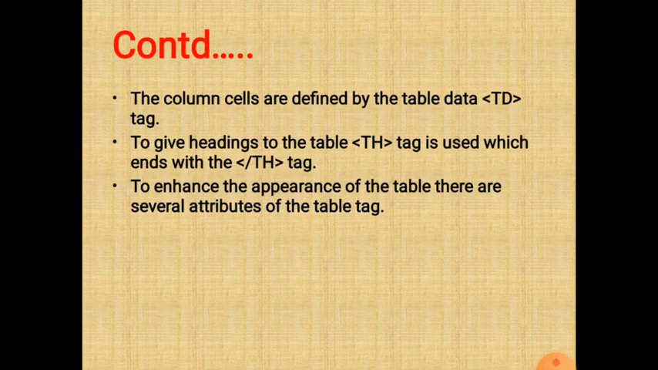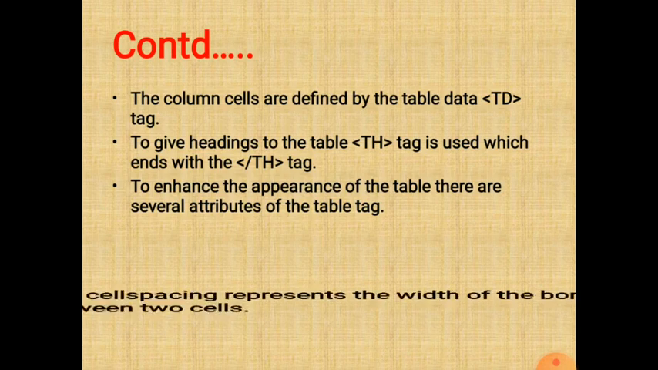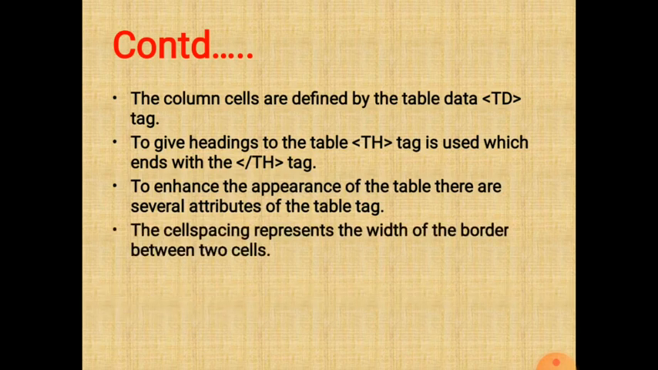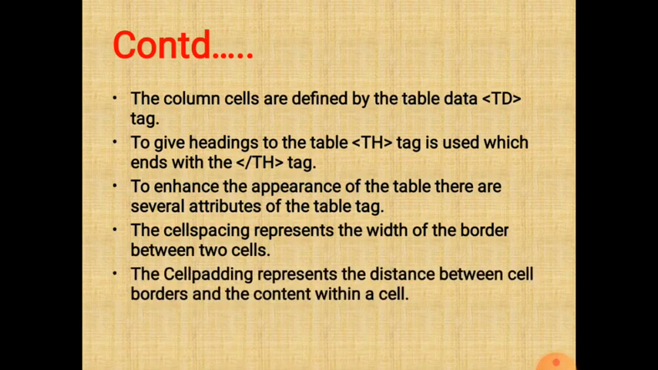Students, you have done this. The cell spacing represents the width of the border between two cells. If you want to decide the width between two cells, you can use cell spacing. And the cell padding represents the distance between the cell border and the content within a cell. It will decide from where the content should start within the cell.